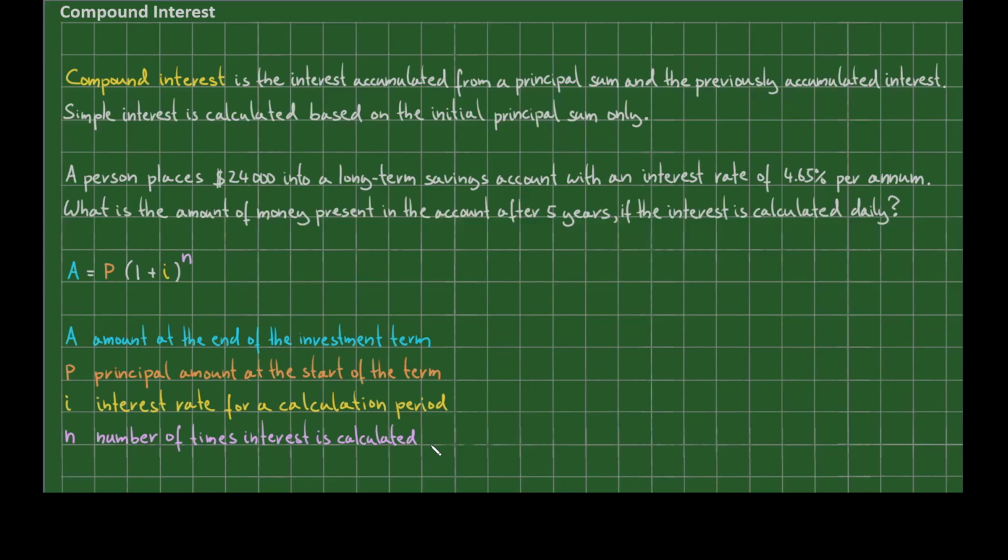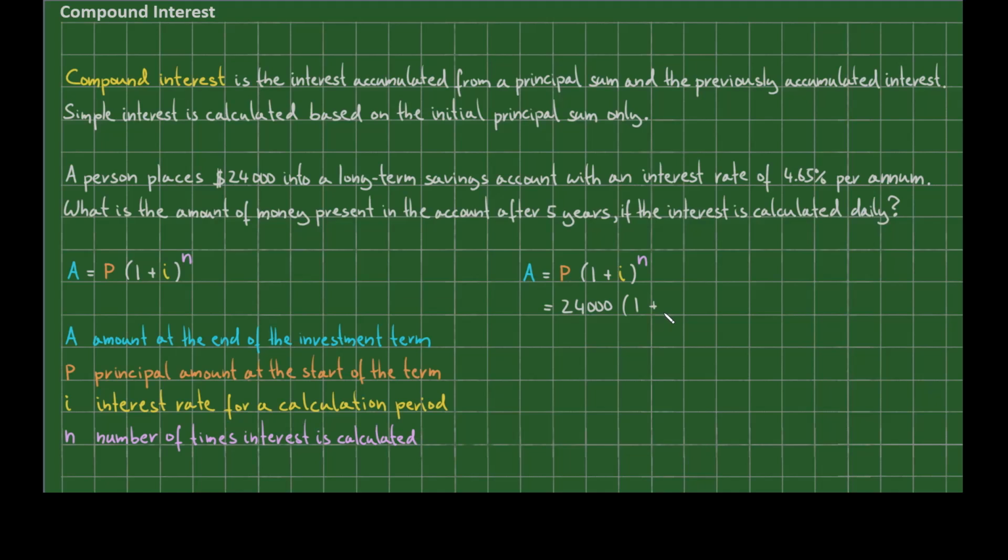Let me apply this formula to our problem. The amount present in the account after 5 years is represented by A. That is what we are trying to calculate. P is the amount of money that we are initially going to invest, $24,000. I'm going to open the bracket and write 1 plus. Now I need to enter the interest rate. And here I have to watch out for a few things.